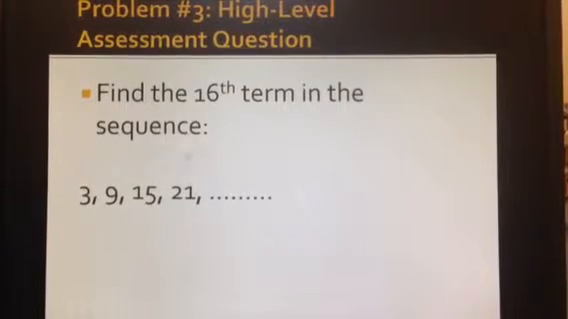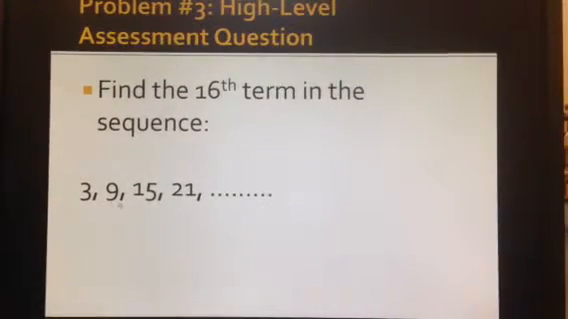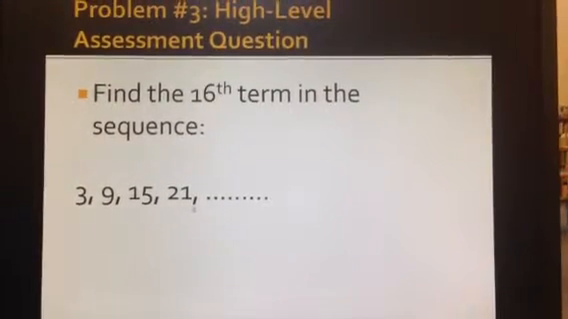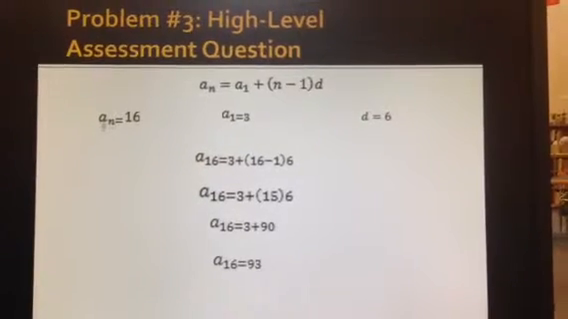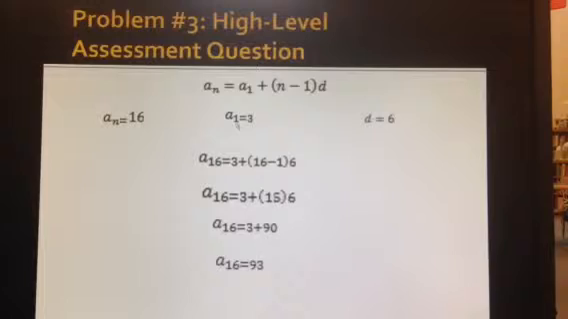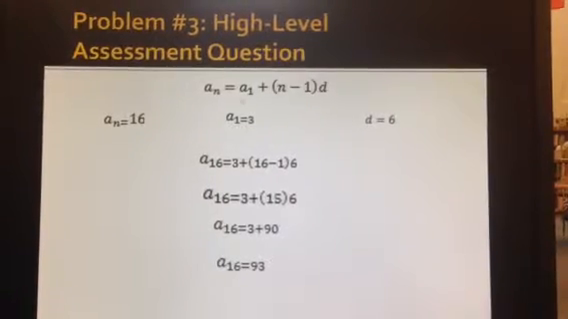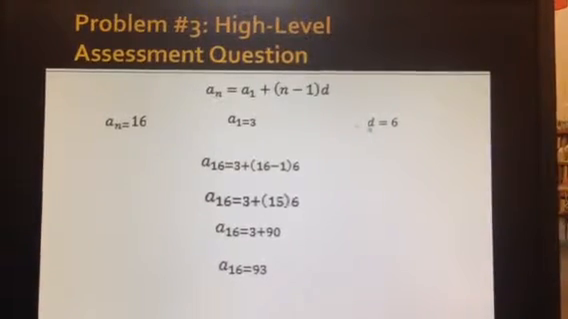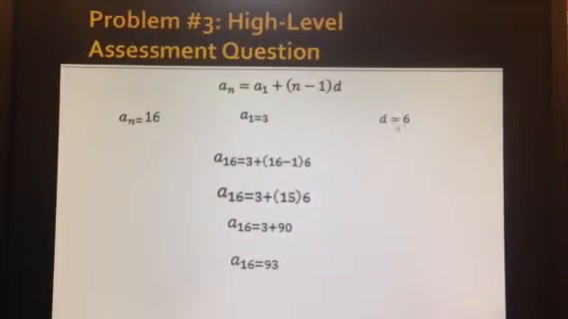And for the high-level assessment question, or the question that's most like something you would see on the SOL: find the 16th term in the sequence 3, 9, 15, 21. n would equal 16 because that's the number of the term you're trying to find. A1 would equal 3 because that's the first term in your sequence, and d would equal 6 because that's the common difference.